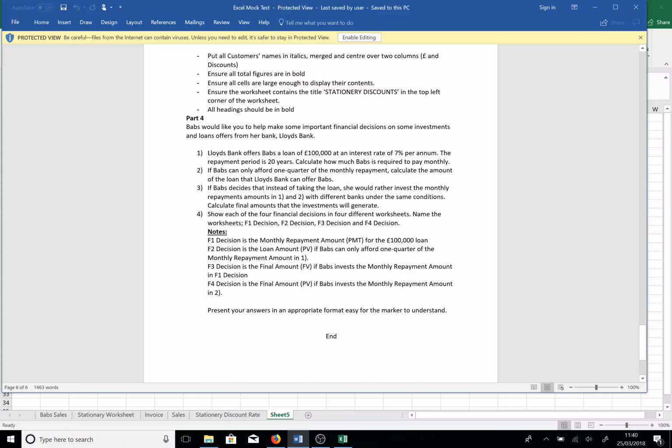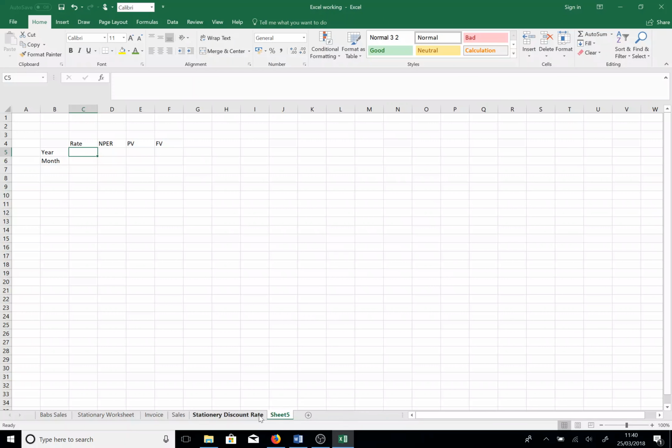so remember in this he said show each of your 4 final decisions in 4 different worksheets. Name the worksheets: F1 decision, F2 decision, F3 decision, F4 decision. So you just create different worksheets. F1 decision, create that. F2 decision.